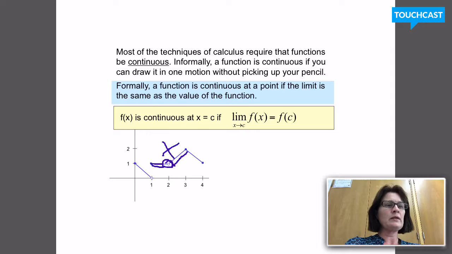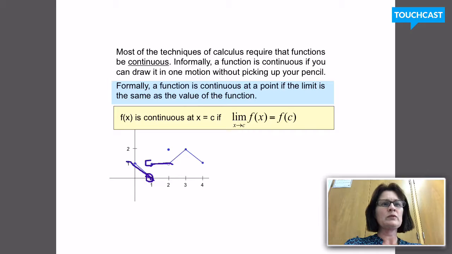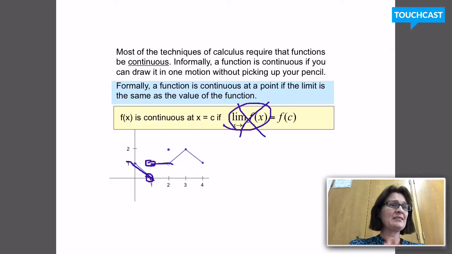Here at x equals 1, at x equals 1, the limit from the left was 0. The limit from the right was 1. The limit didn't even exist, so there wasn't even a limit to check to see if it was equal to the function value. So that's your formal definition for continuity at a point.